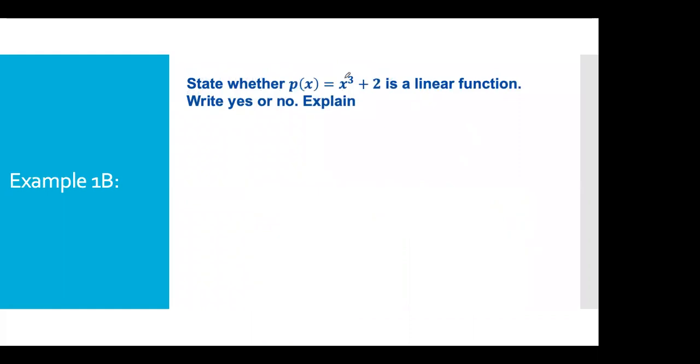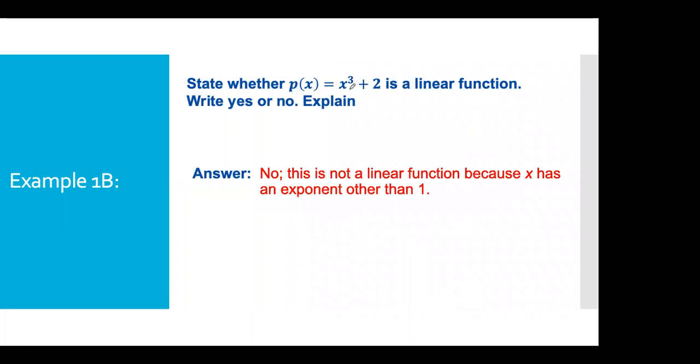This time they want us to look at p of x equals x cubed plus 3, and write if it's a linear function, yes or no, and explain. So we're going to look at our exponent. We have an exponent of 3, so my answer is no. This is going to be a cubic function because the exponent is 3.